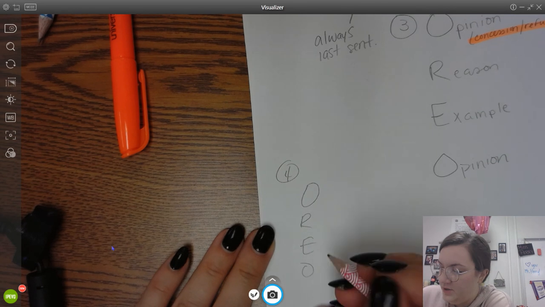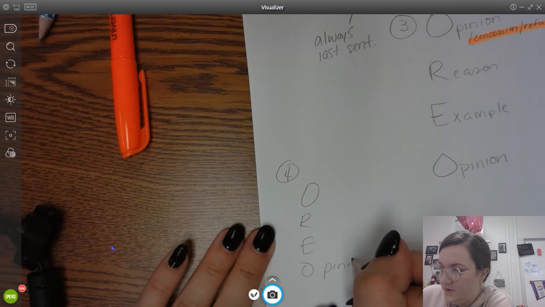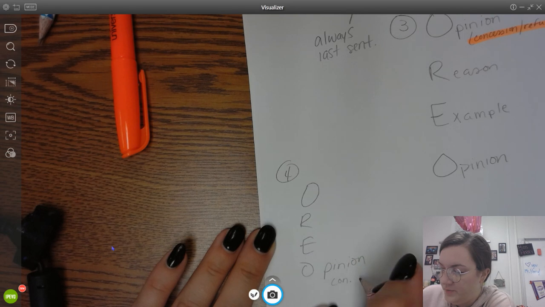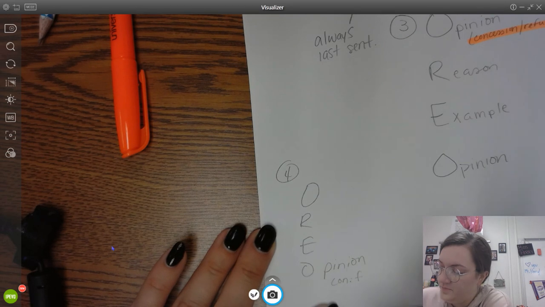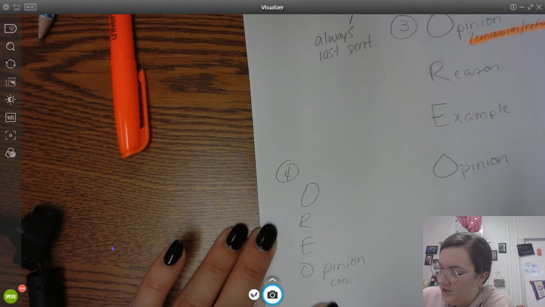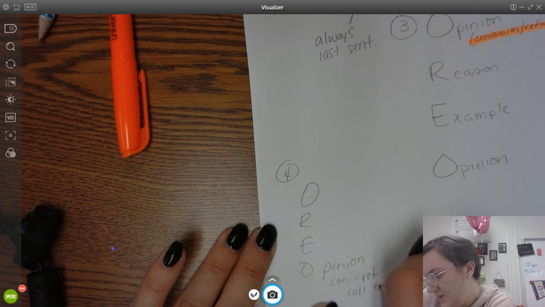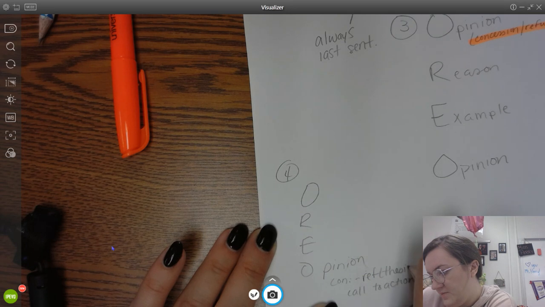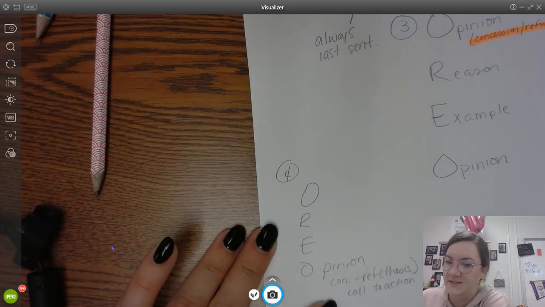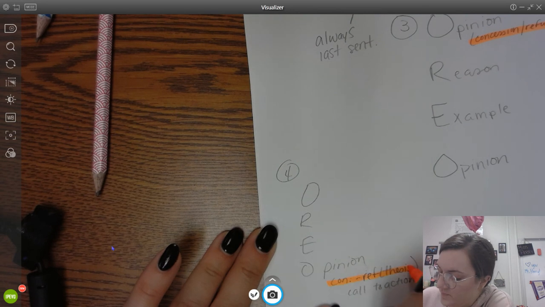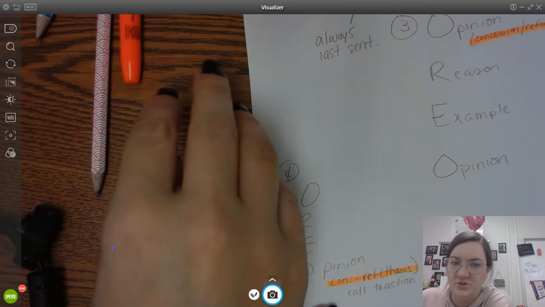You could also put it here as your concession and your refutation, and then your call to action. Your refutation would just be your thesis restated here. I think that's a lot to put here, but you could do it.